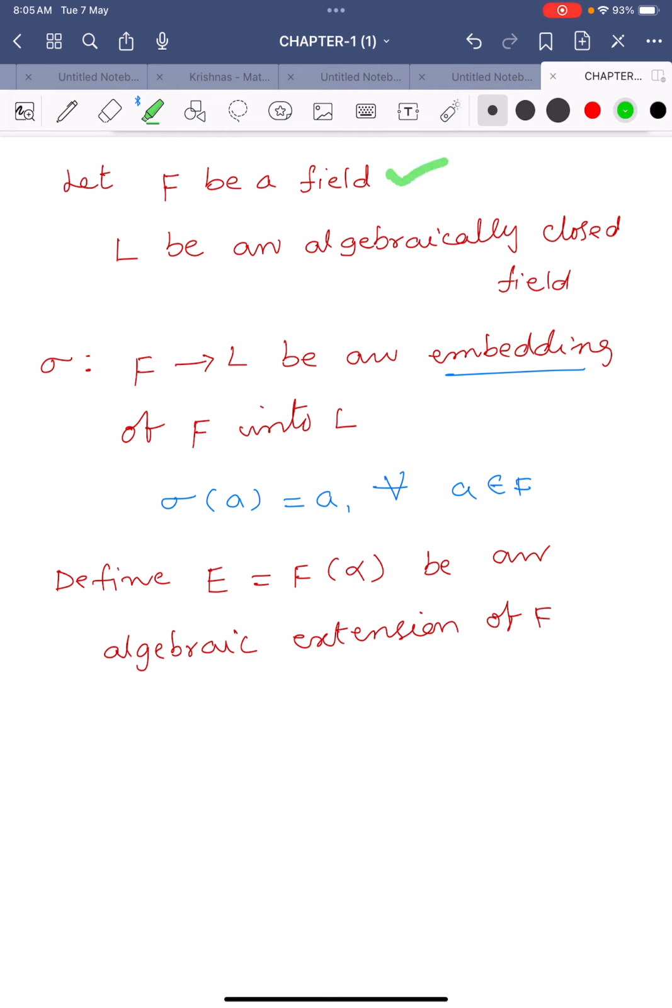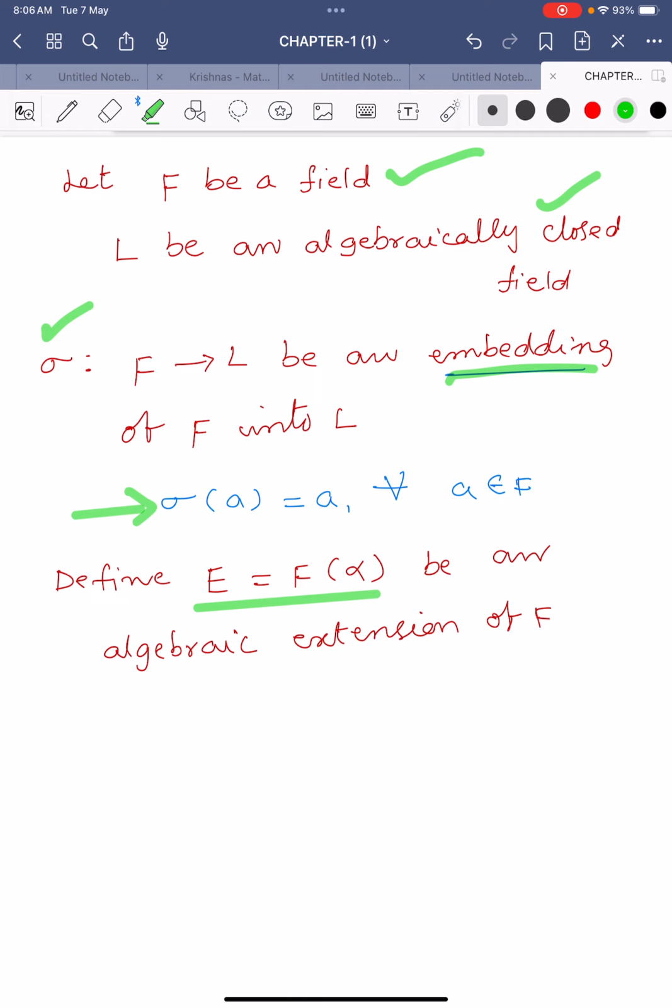Let us see. F is a field. L is an algebraically closed field. Sigma maps F into L be an embedding of F into L. Embedding means one-one and homomorphism. By the definition of embedding, sigma of a equals a for all a belongs to capital F. Now define E equals F of alpha, an algebraic extension of F.